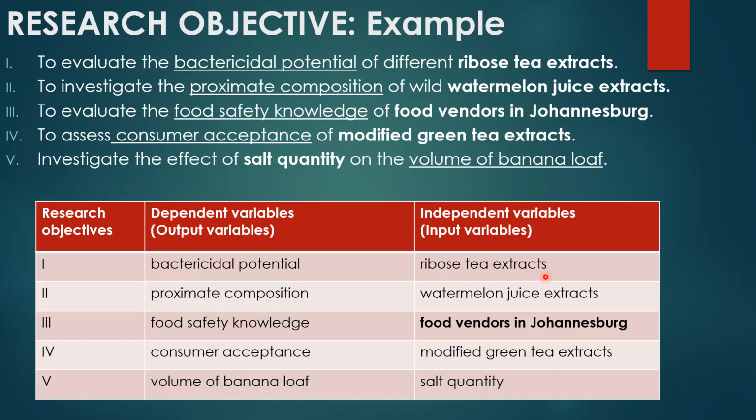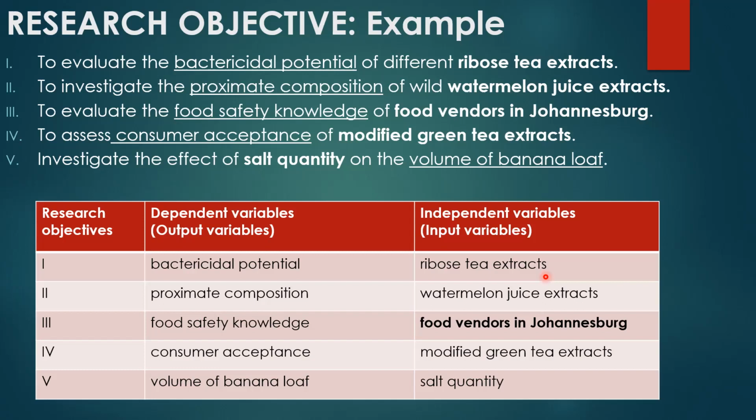Okay, so let's see the last one. The last one is not very direct in the sense that it doesn't start with to evaluate, to investigate, to assess, because some people will think that that's how everything will look. You know, we don't follow a pattern here. If you are following a pattern, then you run into trouble. So let's read the fifth one and try to work out which variable we are going to collect data on at the end of the experiment, and which variable we are taking into the experiment to be able to determine our dependent and independent variable. That is the only way.